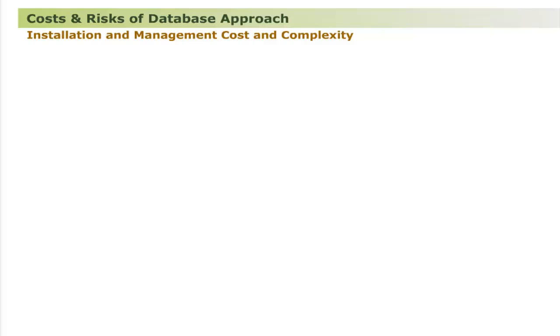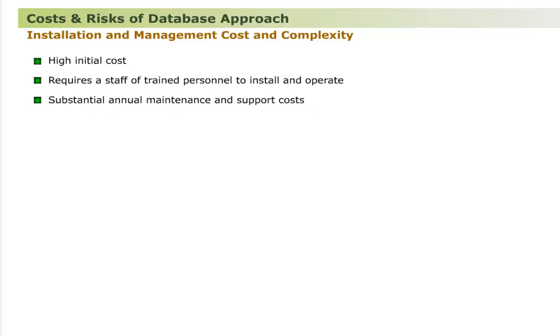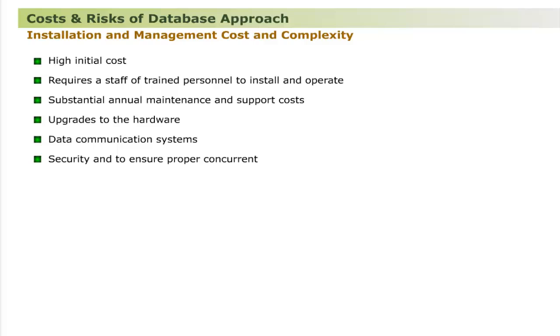Installation and management cost and complexity. A multi-user database management system is a large and complex suite of software that has a high initial cost, requires a staff of trained personnel to install and operate, and has substantial annual maintenance and support costs. Installing such a system may also require upgrades to the hardware and data communication systems in the organization. Substantial training is normally required on an ongoing basis to keep up with new releases and upgrades. Additional or more sophisticated and costly database software may be needed to provide security and to ensure proper concurrent updating of shared data.